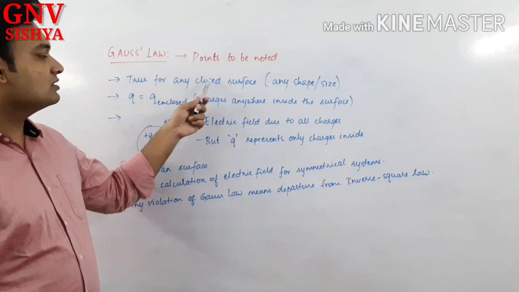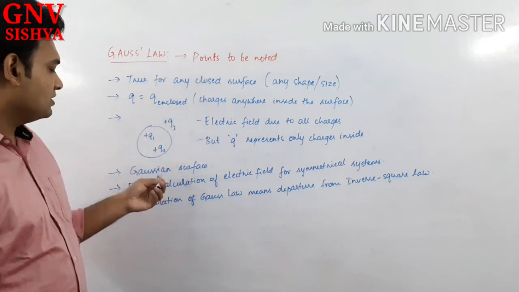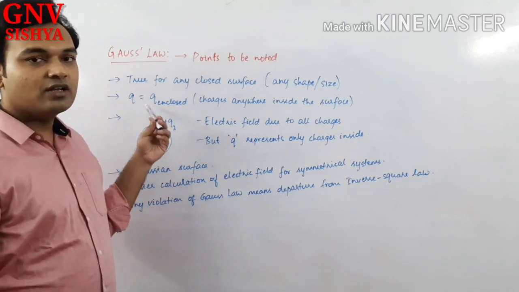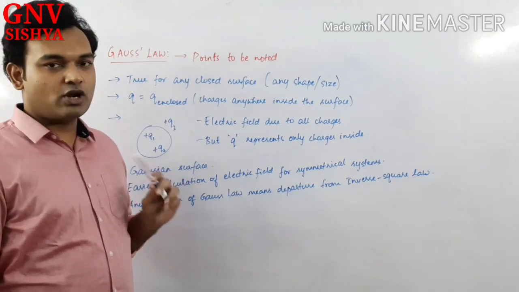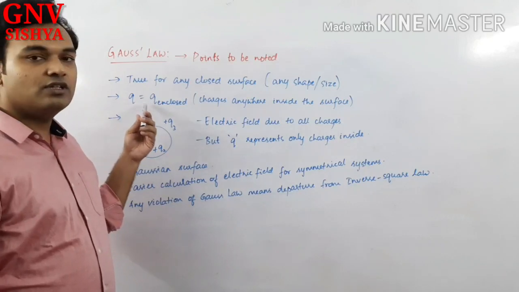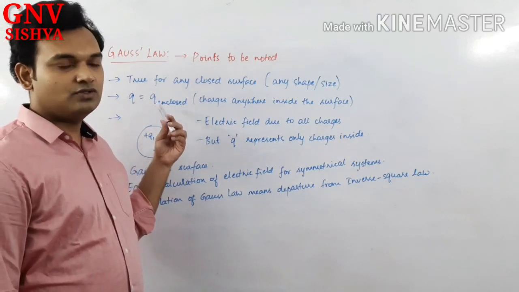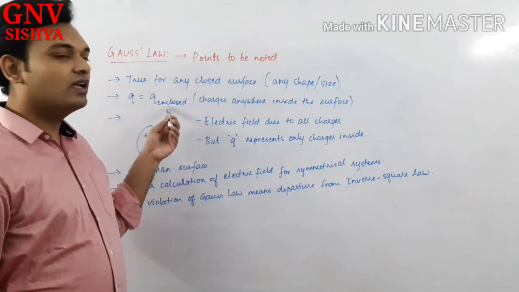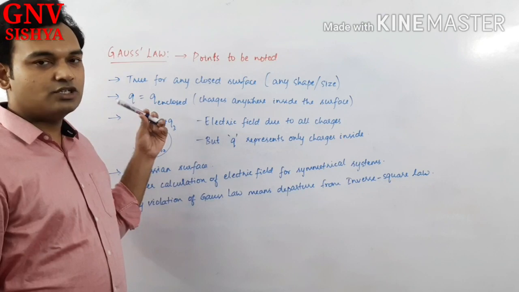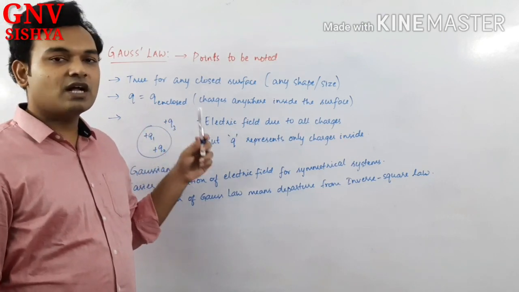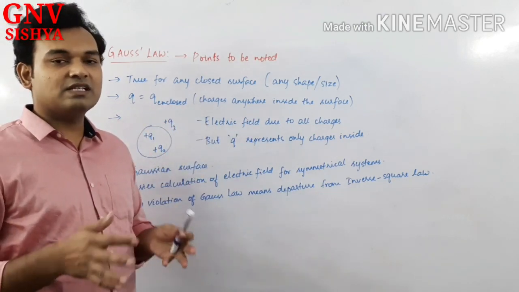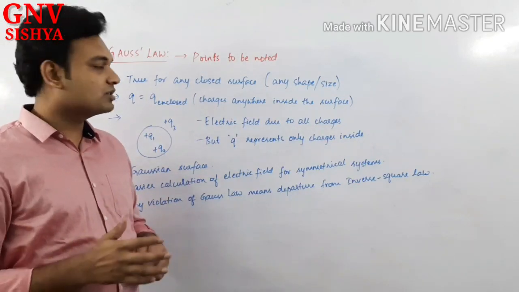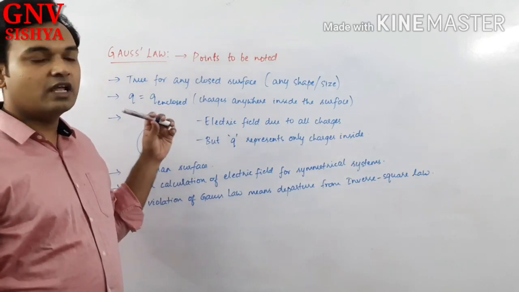Such a closed surface is actually called a Gaussian surface. The charge that we have taken in Gauss law, we have phi equal to q by epsilon naught, right? So the charge q is actually the charge enclosed by the Gaussian surface. Only those charges inside the Gaussian surface are to be taken on the right hand side of the equation as charge q. The sum of all the charges that are enclosed, there might be many charges inside the Gaussian surface. The sum of all those charges together is called the charge enclosed.